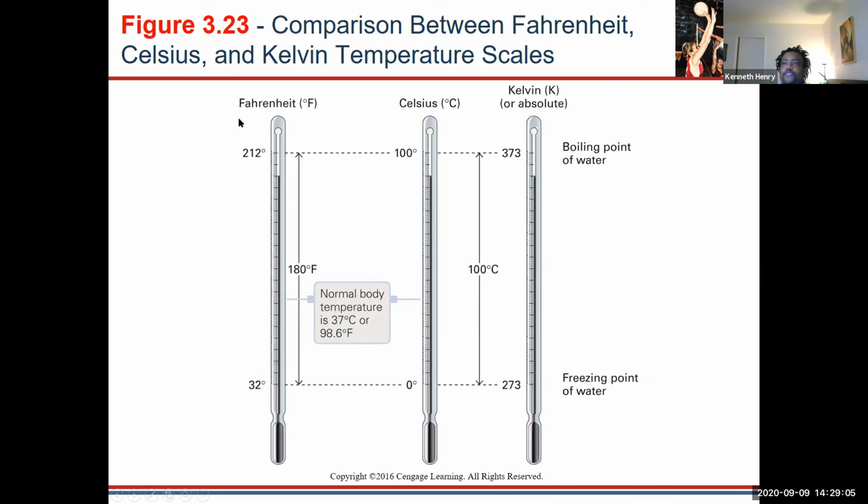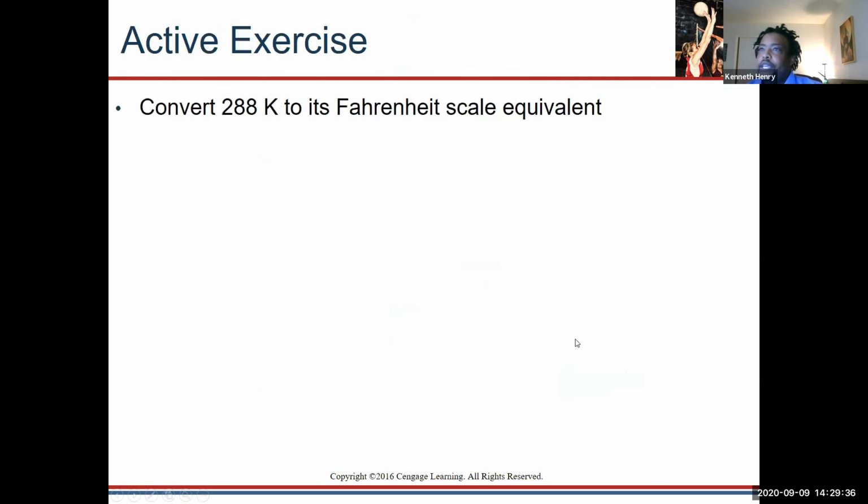Okay, so these are 3 different scales. We have the Fahrenheit scale, we have the Celsius scale, and we have the Kelvin scale, or the absolute scale. You need to be familiar with it because you're going to be playing with temperature throughout the entire semester. Get used to it now, because I don't want to hear, so Dr. Henry, how do I convert Celsius into Kelvin? Because you should know that like the back of your hand. Speaking of that, let's start with that.